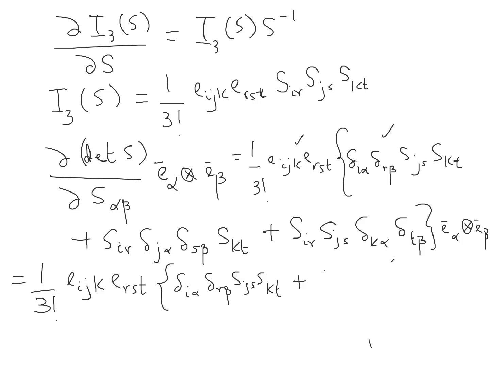So what this will give you is S_JS, Kronecker delta I alpha, Kronecker delta R beta, S_KT. Everyone, can you see the swap of the indices? So that's just it. But make sure that you maintain the positions: if you are swapping, the first must go with the first, if it's second, it must be the second and the second, like that. You have to maintain that.